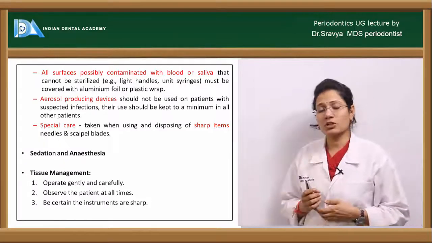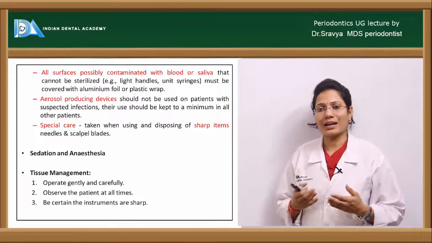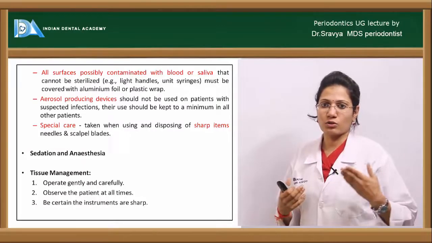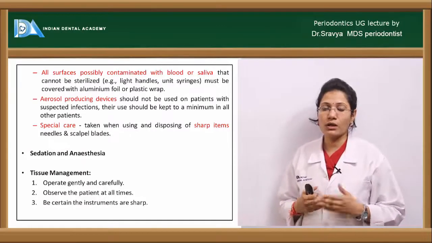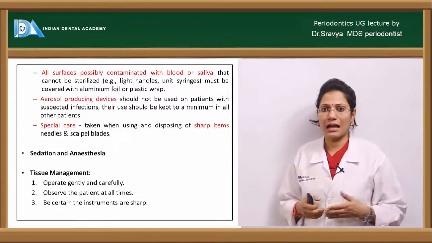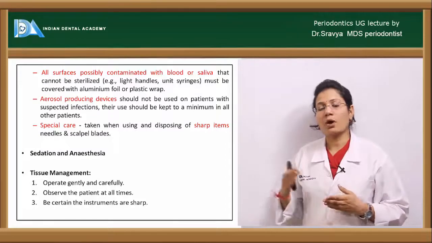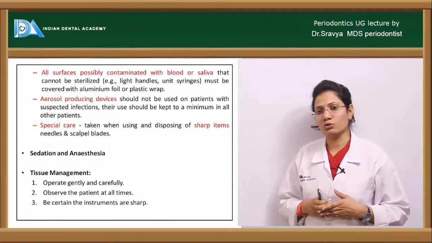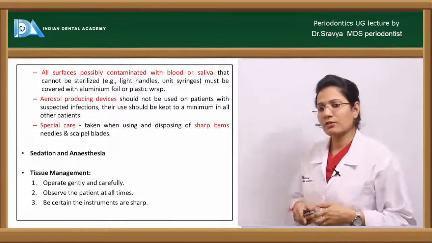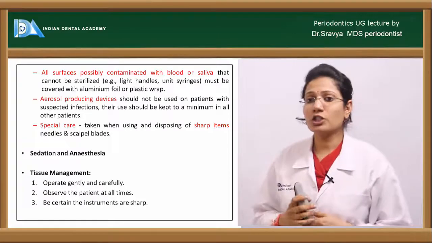Sometimes the patient might give you a history of an allergy to local anesthetic. That also plays a very important role: what drug is he allergic to? If he is allergic to one particular group of local anesthetics, you can switch to the other chemical group of local anesthetics. And apart from that, the next protocol would be your tissue management.